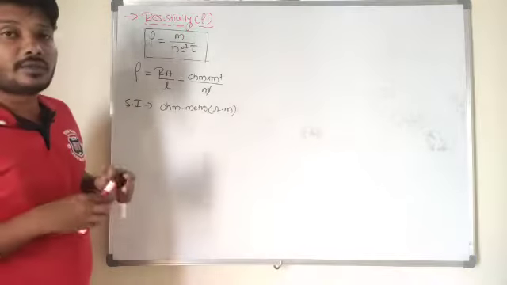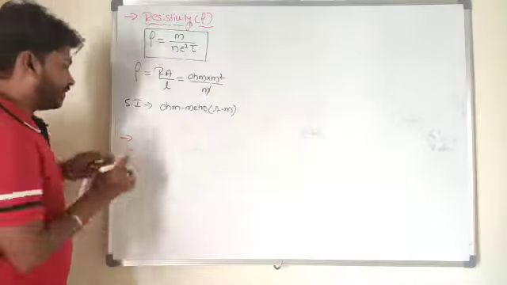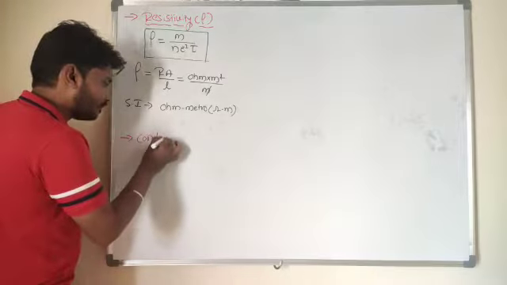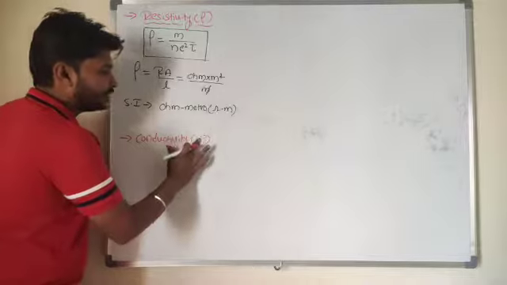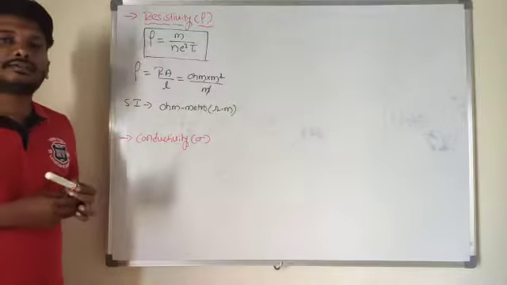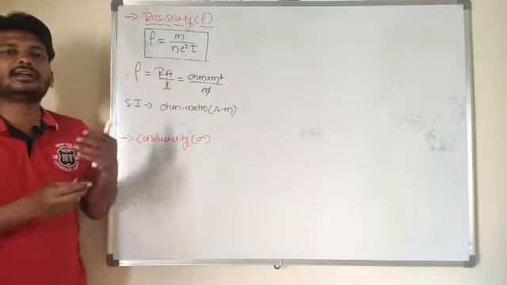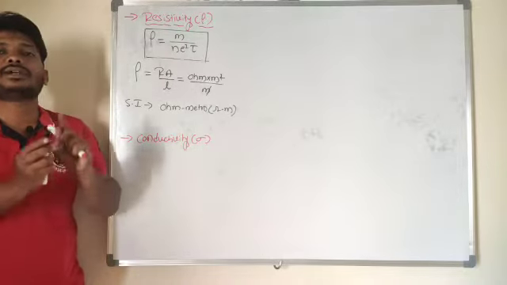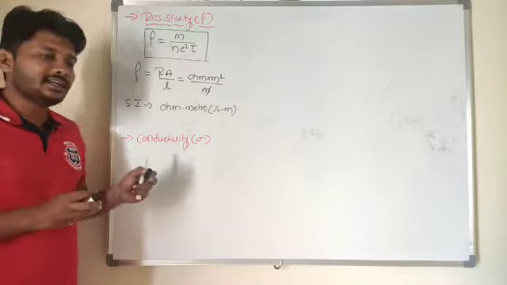Now let me introduce one more term related to conductors, that is conductivity. Conductivity is represented by the symbol sigma. So what is the conductivity of the conductor? It is the reciprocal of resistivity; we call it conductivity.